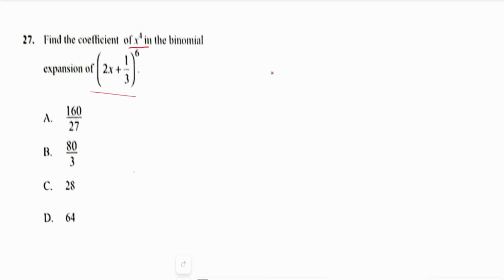So the hint we can get from here is that the term with x exponent 4 is the third term. And then someone might ask, how did we know that? Using the binomial theorem, the first term is going to be the first term of the binomial, 2x to the highest exponent, which is 6. Then the second term is going to be 6 multiplying 2x, the first term of the binomial. Now this 6 will reduce to 5, and now we introduce the second term, 1 over 3, for the first time.